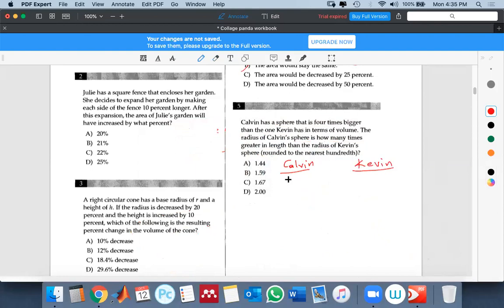So Calvin has radius, let's say, RC, and Kevin has radius RK. The volume here is 4/3 pi RK cubed, and the volume here equals 4/3 pi RC cubed. So it says that the first volume, which is 4/3 times pi times RC cubed, is equal to 4 times the second volume. This is given.